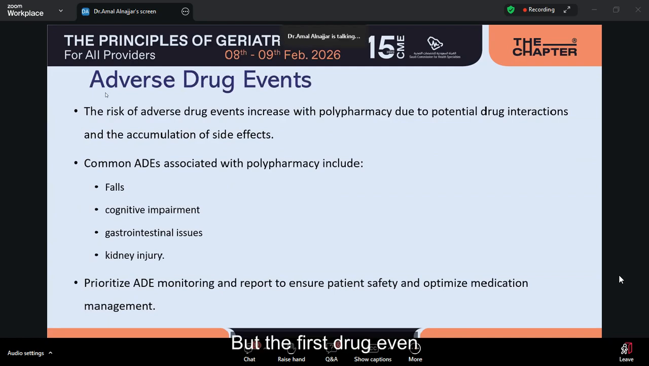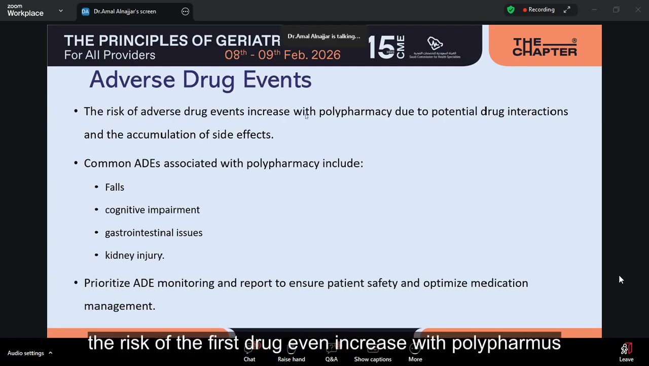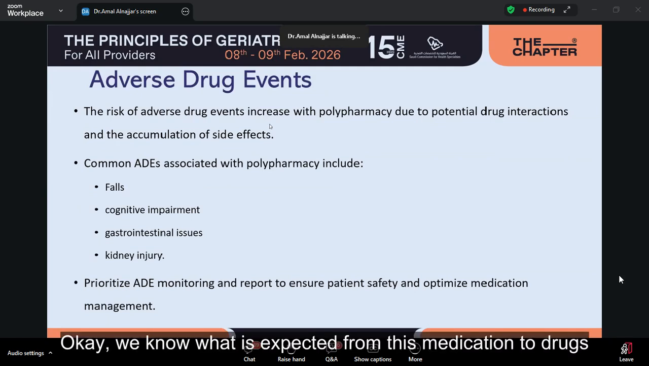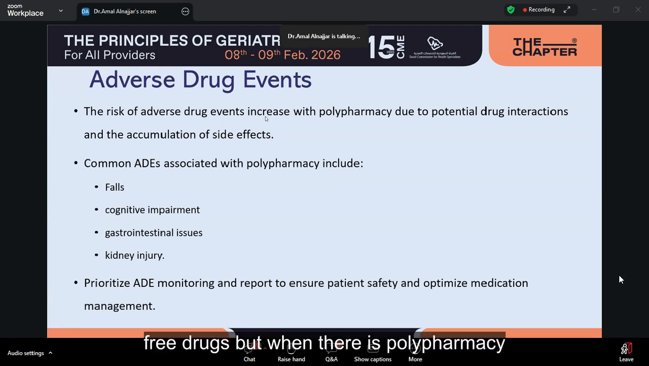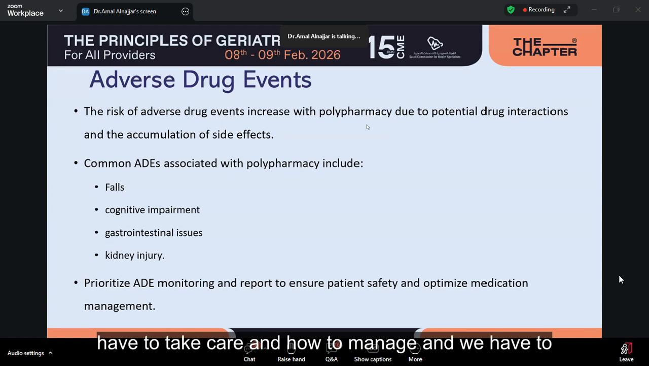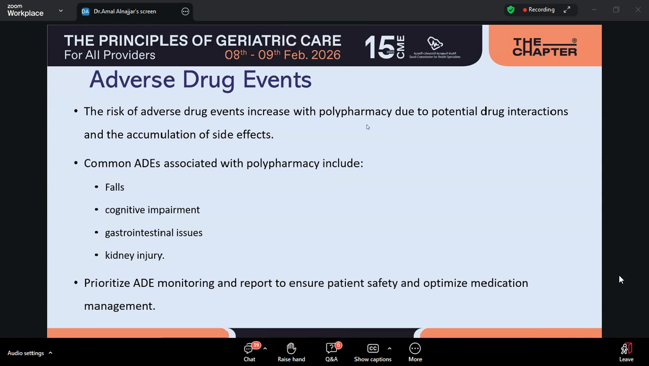Adverse drug events: the risk of adverse drug events increases with polypharmacy. As we know, when we take one drug, we know what is expected from this medication, 2 drugs, 3 drugs, but when there is polypharmacy, now we might expect an adverse drug event, but we don't know from which one and which one we have to take care of and how to manage. And we have to find the solution by exclusion.